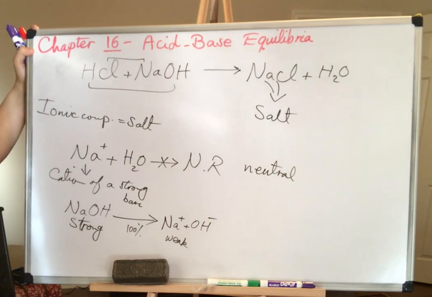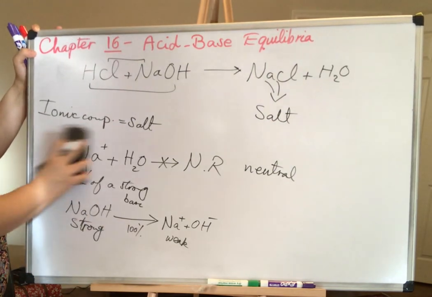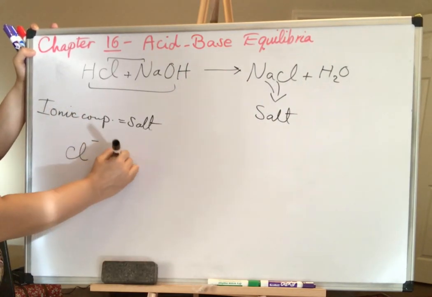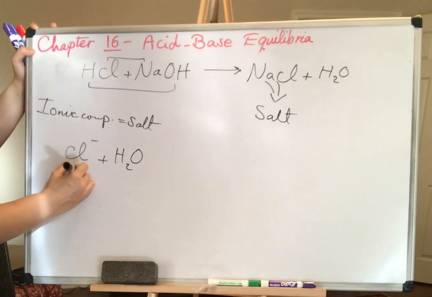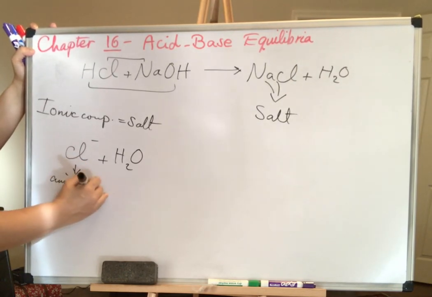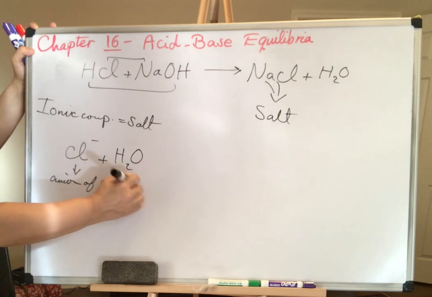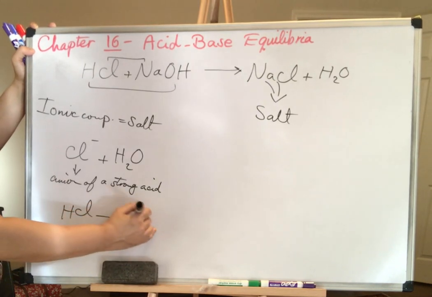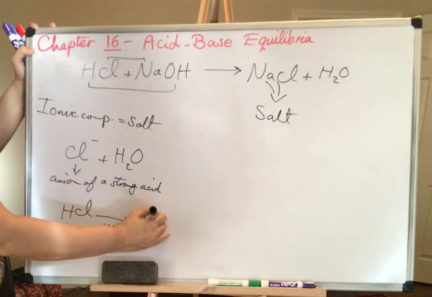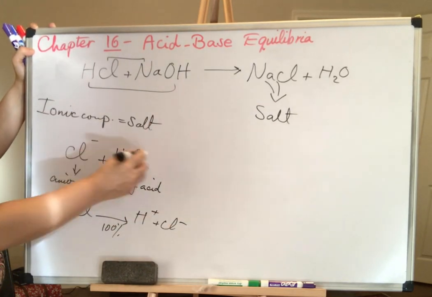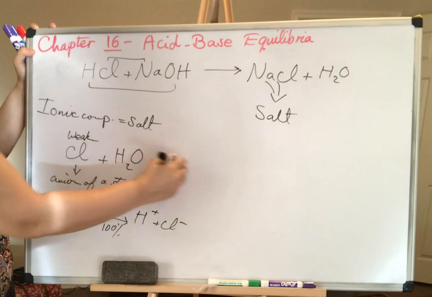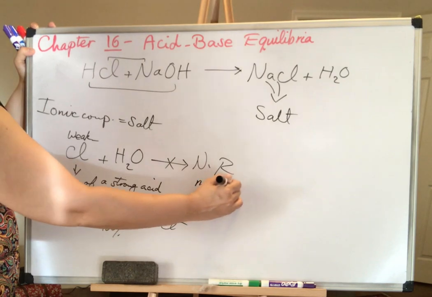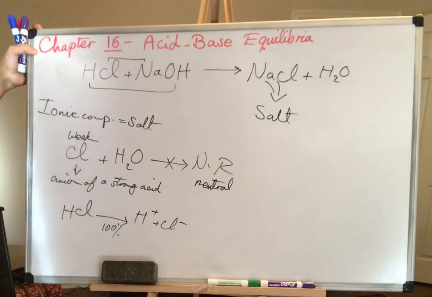On the other side, if you talk about an anion like chloride, and you add it to H2O, it's an anion of a strong acid. It comes from HCl, right? We said HCl, when it's added to water, fully ionizes 100% to H and Cl. So again, this is so weak that it cannot do anything. When you add it to water, no reaction. Again, the solution remains neutral.